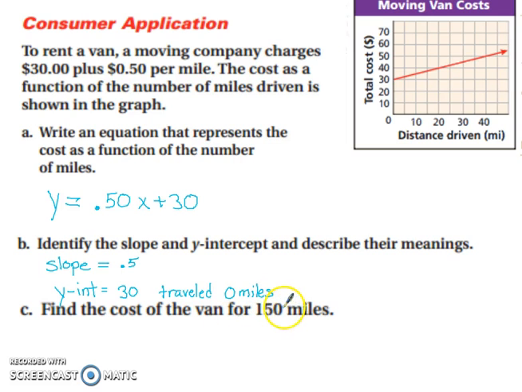Alright, so now for the last question, find the cost of the van for 150 miles. So we're going to substitute in 150 into our equation for x. So we have y equals 0.5 times 150 plus 30. And when we do that, we get 105. So it's $105 to travel 150 miles. And that ends our lesson on slope-intercept form.